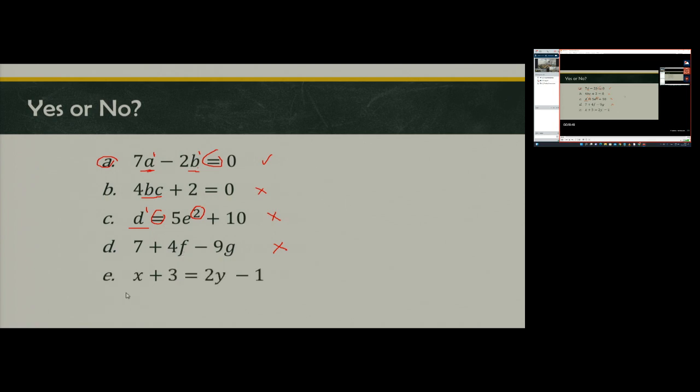And for letter E, x plus 3 is equal to 2y minus 1. Is it a yes or a no? It is a yes, because there is an equal sign. Each term has one variable each, but there are two variables in total. The power of the variable is power 1. Then it is a linear equation in two variables. Okay?